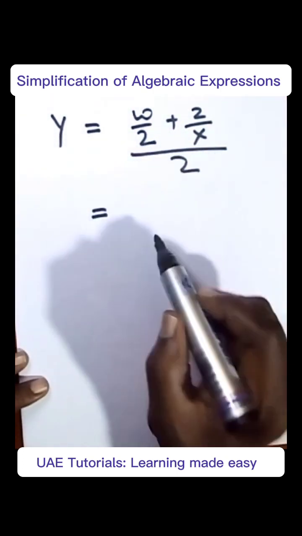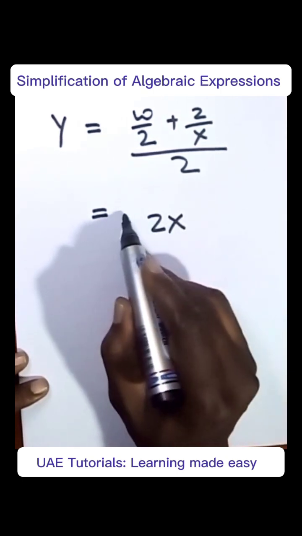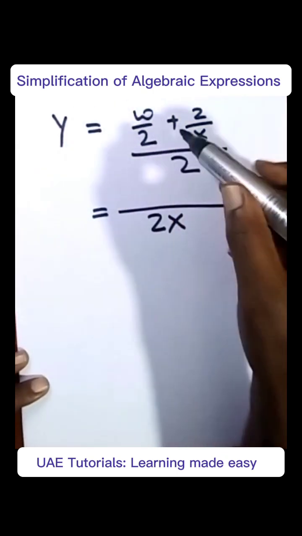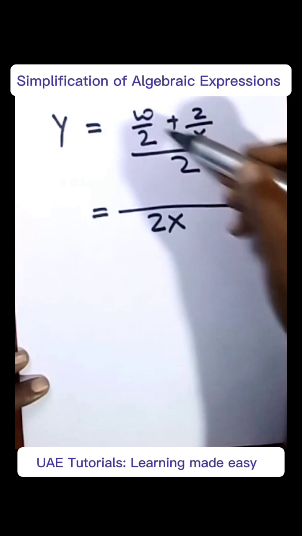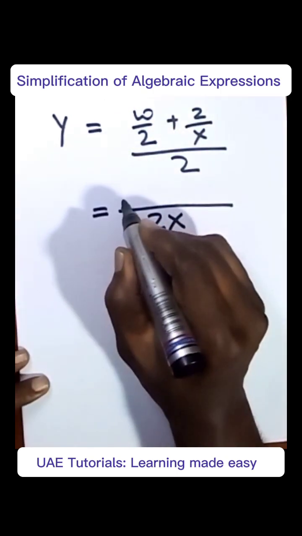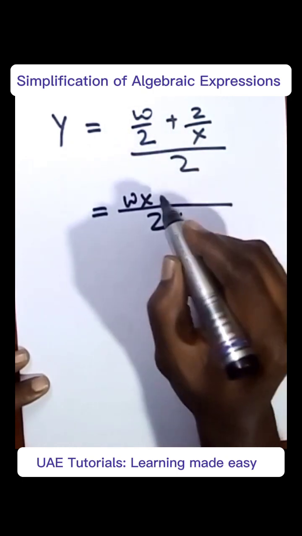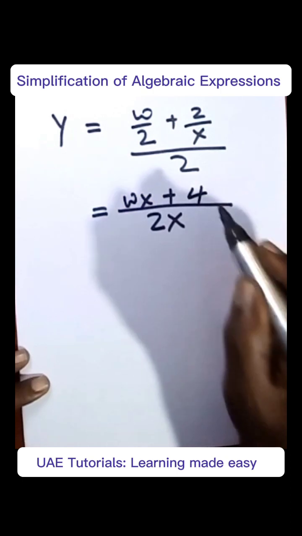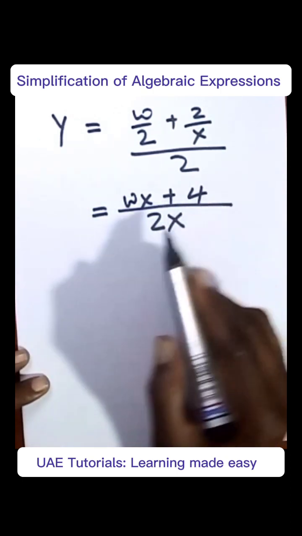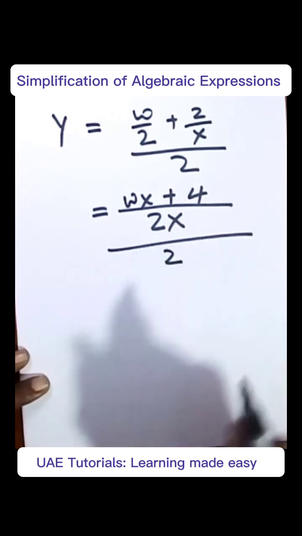We take the LCM. 2 and x is 2x. And then the numerators of the fractions, what are we going to do? We're going to cross multiply. W times x is wx. There's a plus sign in between. Then 2 times 2, that's 4. So wx plus 4 all over 2x, then everything divided by 2.